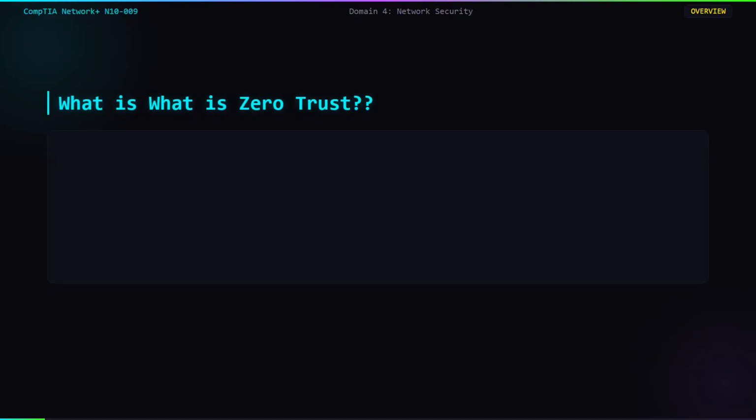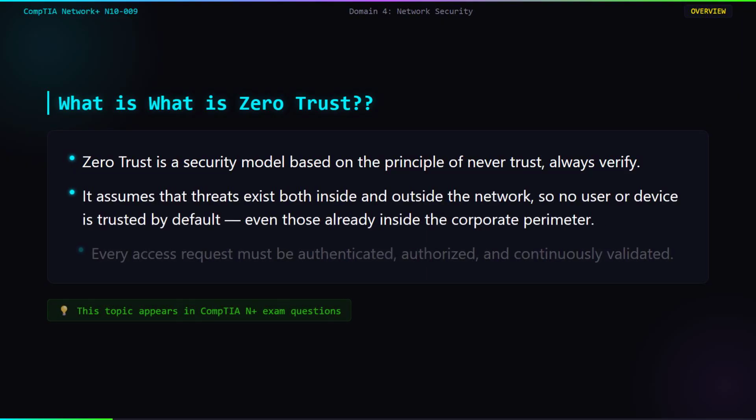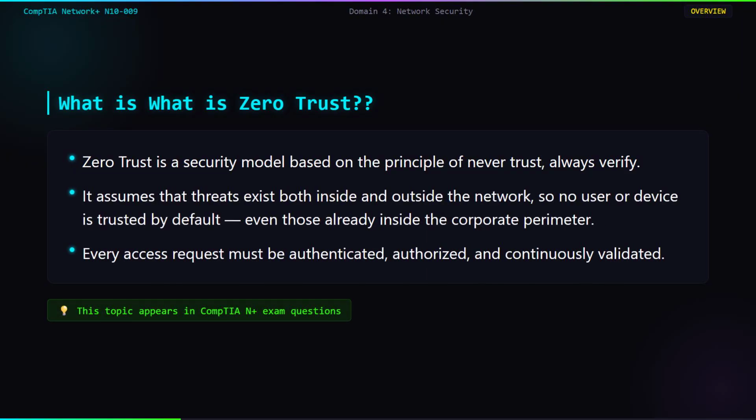Zero trust is a security model based on the principle of never trust, always verify. It assumes that threats exist both inside and outside the network, so no user or device is trusted by default, even those already inside the corporate perimeter. Every access request must be authenticated, authorized, and continuously validated.